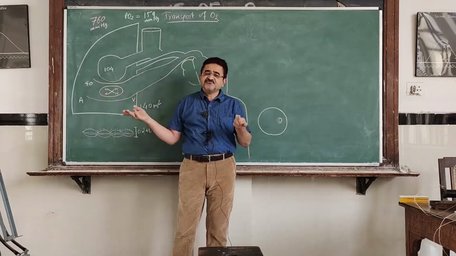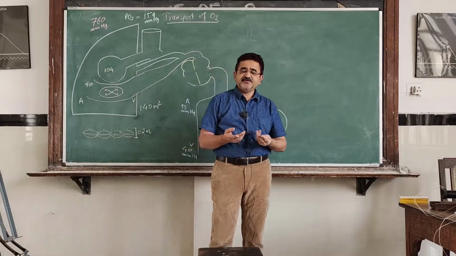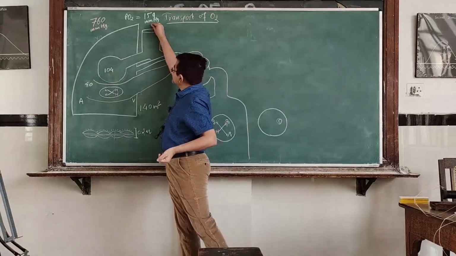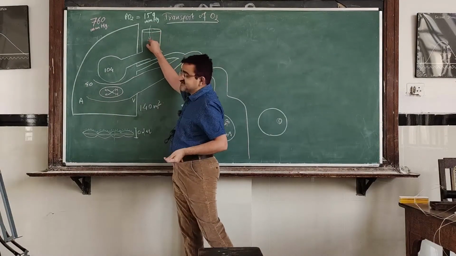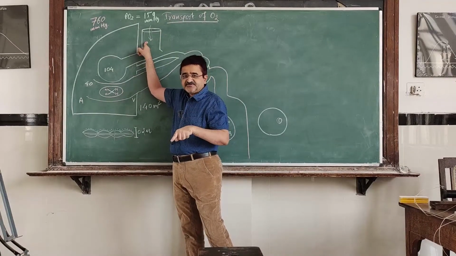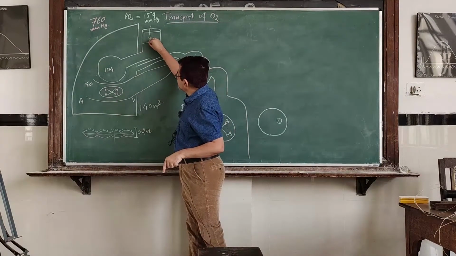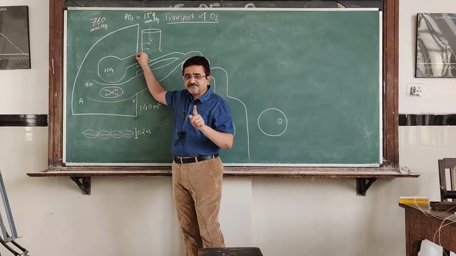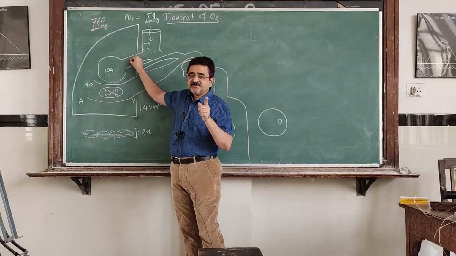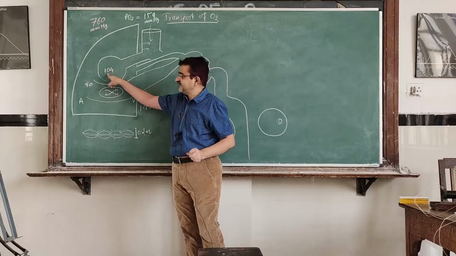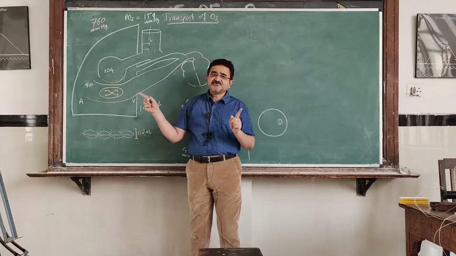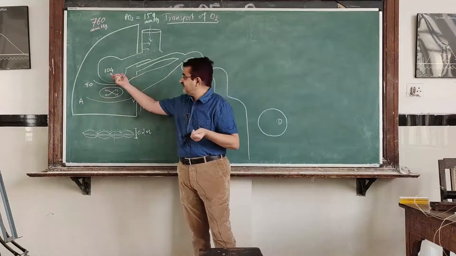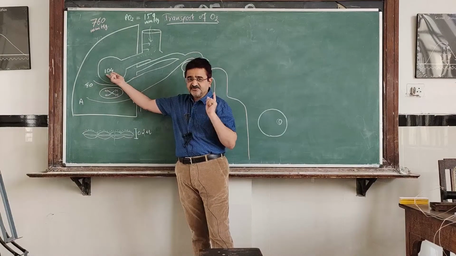Now the question is, why does this fall in PO2 occur? There are two reasons. Number one, when this air moves through the tracheobronchial tree, what happens? This air undergoes humidification. That is, water molecules from the mucus are added to this inspired air. The partial pressure of water goes on increasing, and it is increased at the cost of what? The partial pressure of oxygen and the partial pressure of nitrogen. So thus there is a fall in the partial pressure of oxygen at the alveolar level.